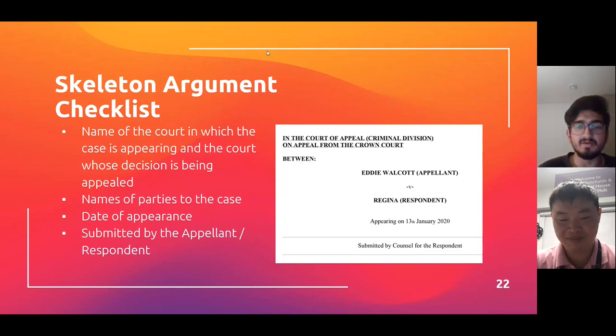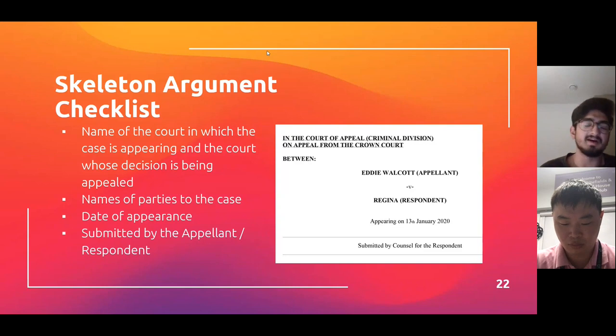Also include the date of appearance. So don't include the date on which you've actually written the skeleton argument. Always include the date for which your moot has been scheduled. So even if you submit your skeleton on, let's say, the 12th of October, but your moot is scheduled to take place on the 13th, make sure that it mentions the 13th of October.